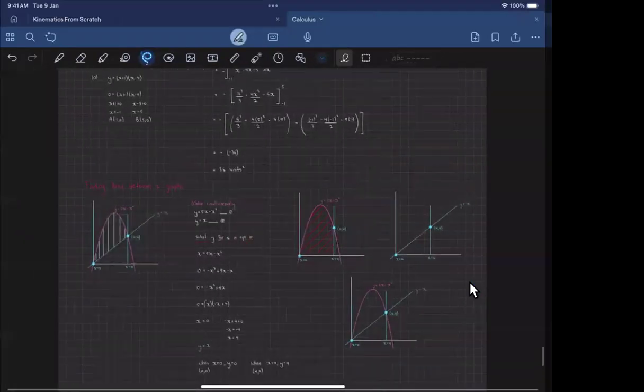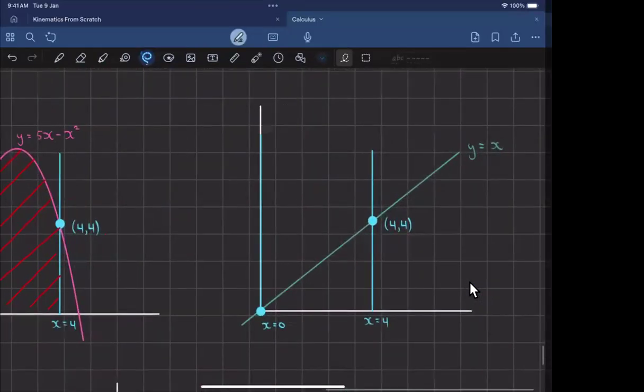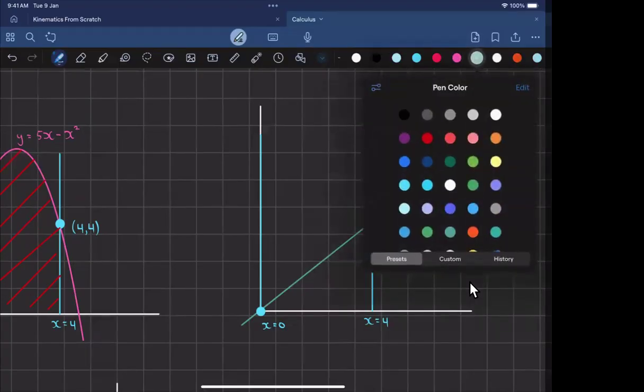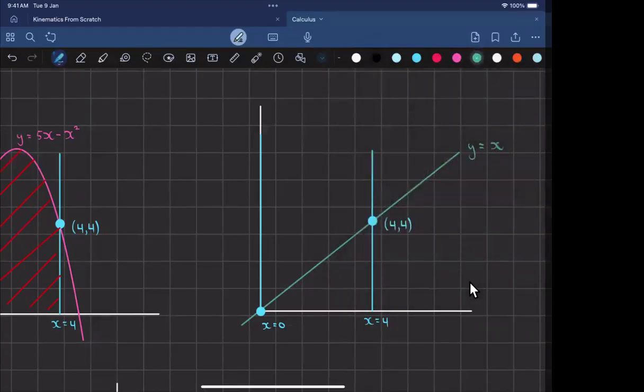Okay, Aliyah, let's move on to this. If I find the area under this, what will that look like? Would it be the entire area? So would it be the whole area under? It'll be the area under. Would it be the whole thing?